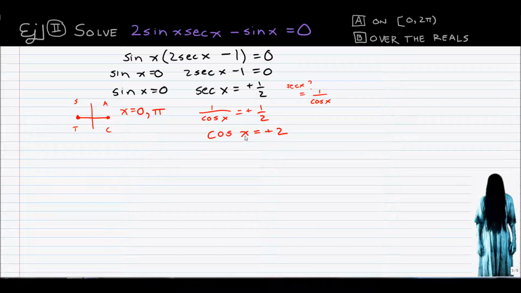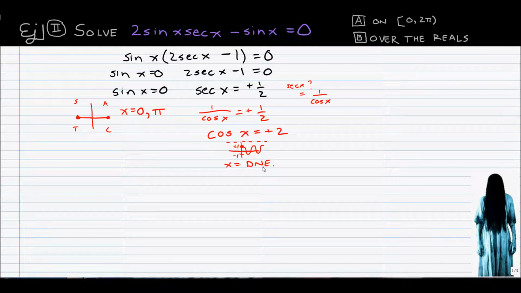So we've just got to find all the places where cosine equals positive 2, where the adjacent side over the hypotenuse is equal to 2. But there's a problem. Think about cosine for a second. What does that graph look like? The parent graph goes like this. The maximum value is positive 1. The minimum value is negative 1. 2 is up here. That means there is no value. There are no x's that make cosine equal to 2.